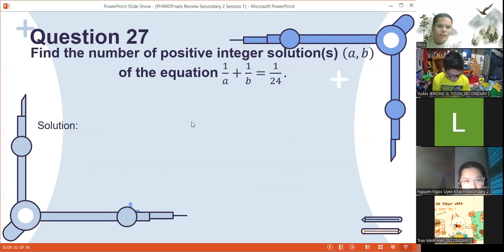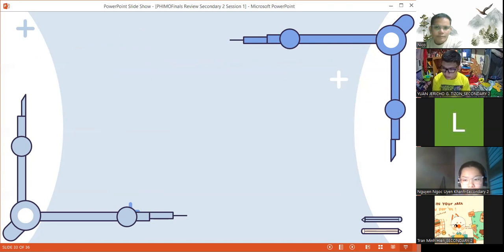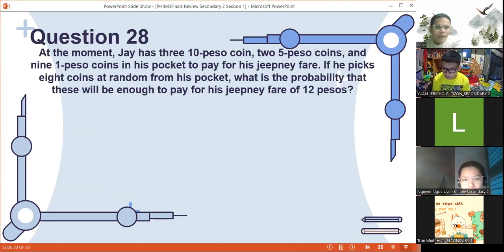Okay, let's have number 28. At the moment, J has 3 10 peso coins, 2 5 peso coins, and 9 1 peso coins in his pocket to pay for the jeepney fare. If he picks 8 coins at random from his pocket, what is the probability that this will be not enough for his jeepney fare of 12 pesos?